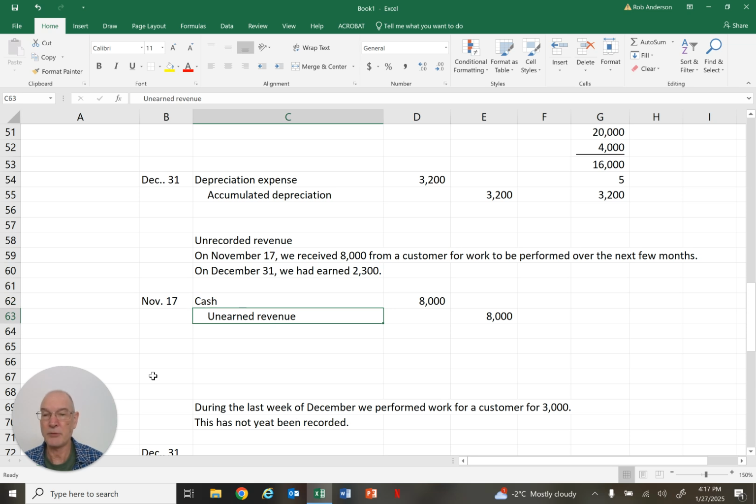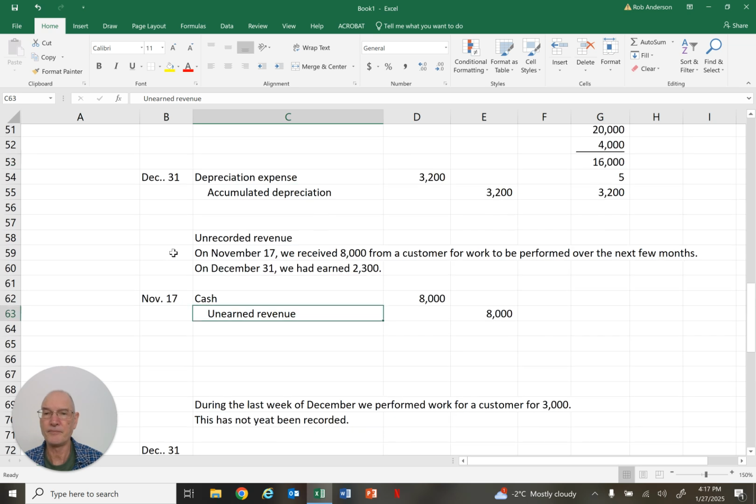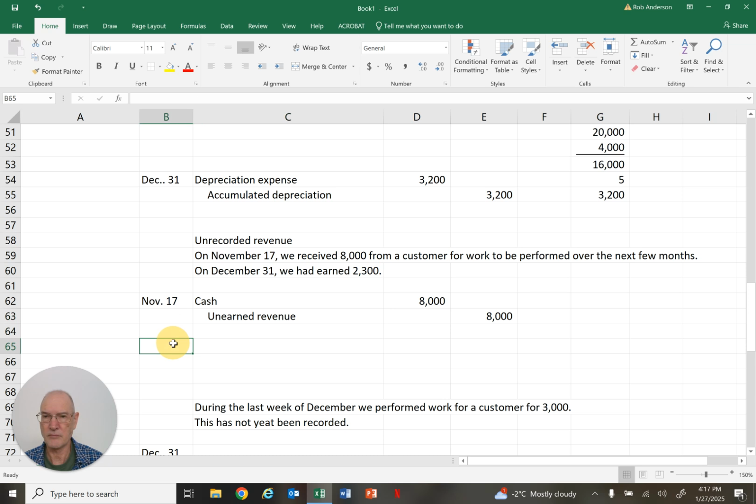Now, on December 31, we're going to say, well, how much did we earn? Well, it says right here, we earned $2,300. Usually a question like this, they will just tell you what you earned because you have to figure it out somehow. So they'll just tell you, we earned $2,300. Okay, so we know that if we earn $2,300, our adjusting journal entry is going to be $2,300. That's what we earned. And we earned it.